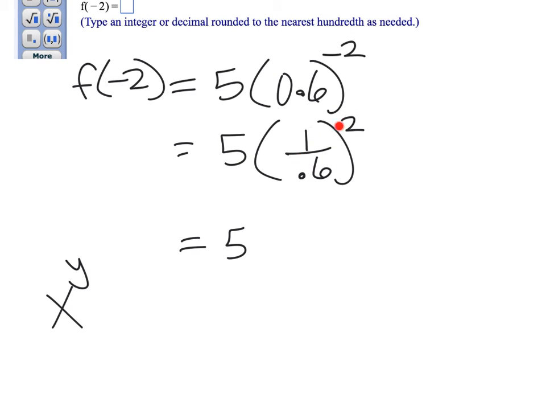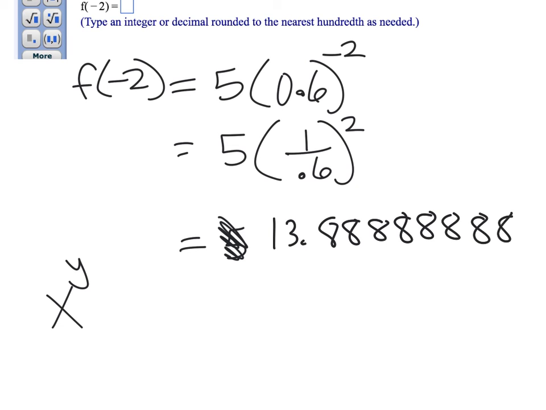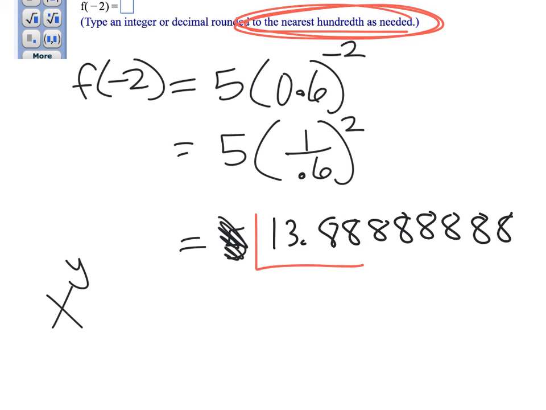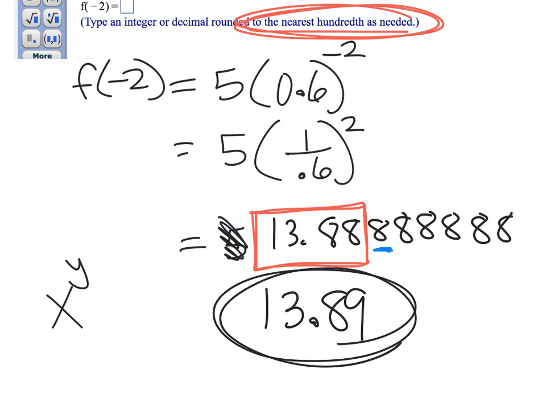Now I'm going to take that answer and multiply by 5. Really, I don't need this 5 right here because I'm going to be able to do all my calculations in the calculator right now. So I'm going to multiply by 5, and when I do that, I get 13 point, and it's going to say 8 forever. Because they're telling us to round to the nearest hundredth place, this 8 tells me to round up. So my answer is going to be 13.89.